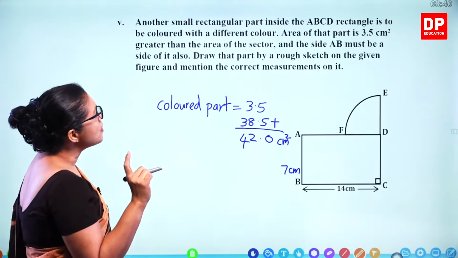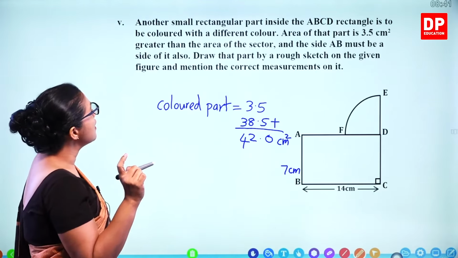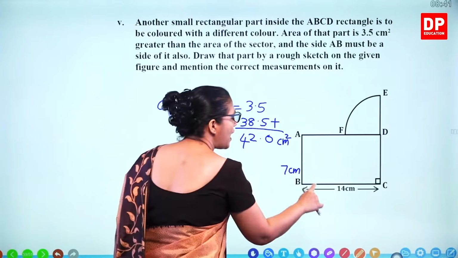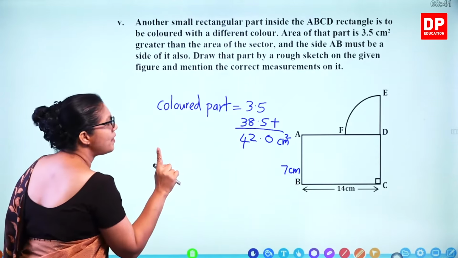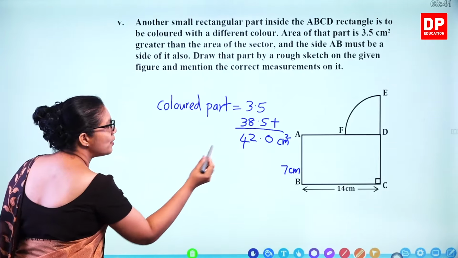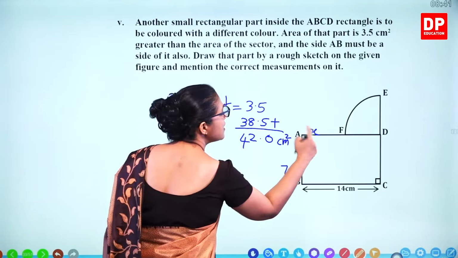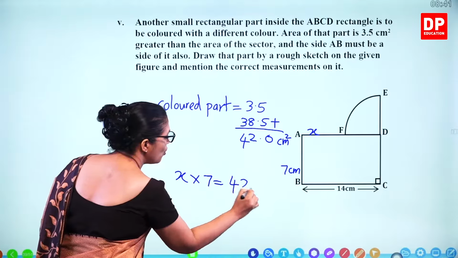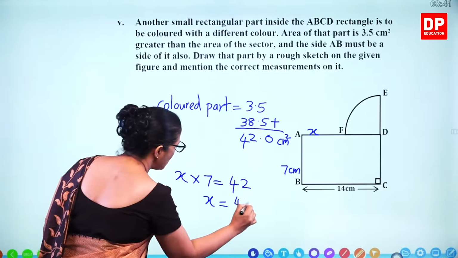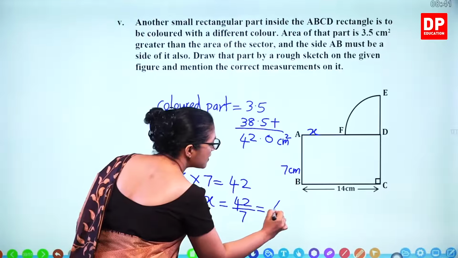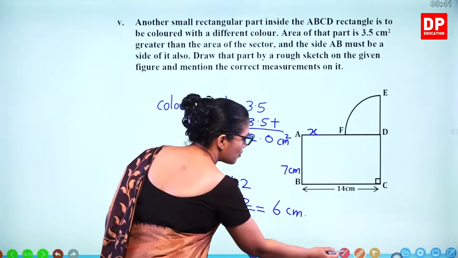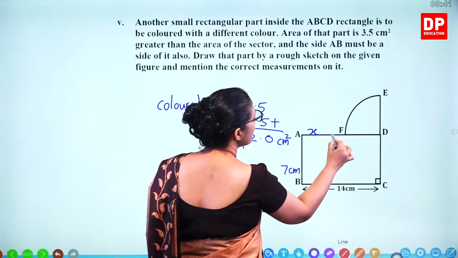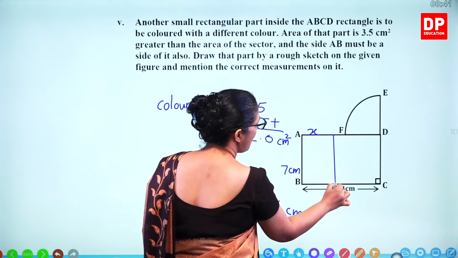Draw that part by a rough sketch on the given figure and mention the correct measurements on it. So, how do you find out the other length? We know the area is 42. So, we'll put x or something to identify the other side. x into 7 is 42. So, what's x? 42 divided by 7. That's 6 centimeters. So, you can draw a part that's 6 centimeters from here.